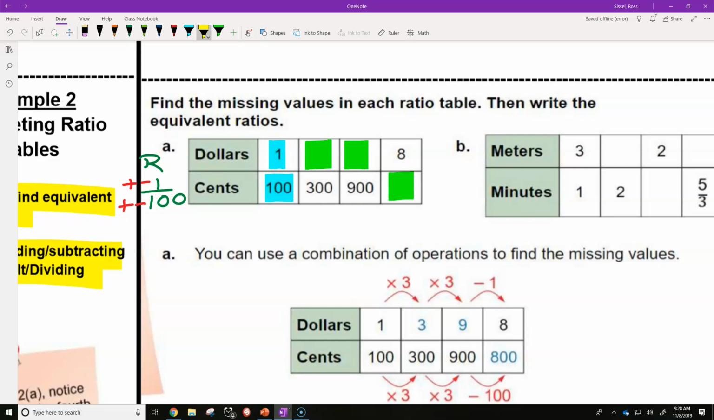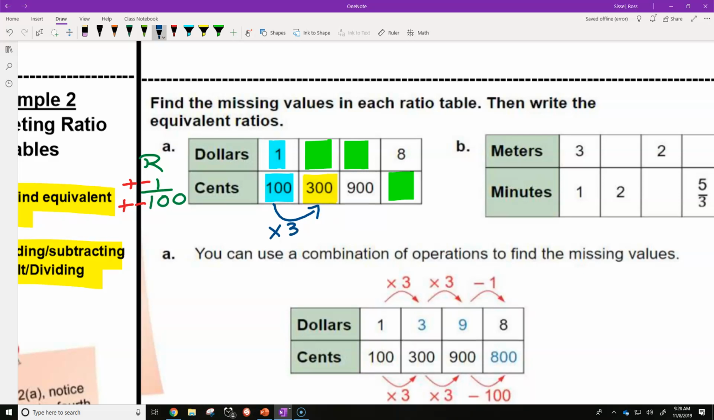So I can look at any of them. Do I want to solve this one, or this one first? 1, 2, or 3? Is there really a right answer? No, as long as it works. So let's look at 1. I don't know this, but I know its partner's 300. I do know 100. How did I get from 100 to 300? Times 3. We can multiply by 3.